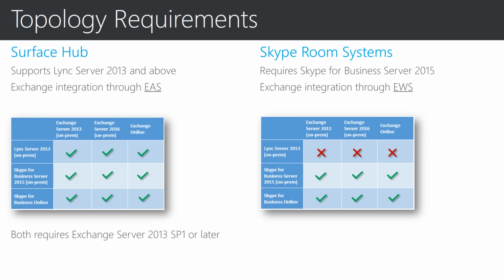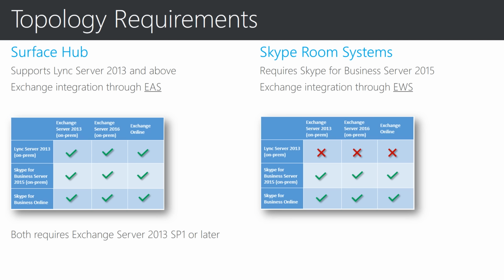In addition to these differences, there's one more important aspect of planning, which is the existing topology of Skype for Business and Exchange deployment. Where can you deploy these two conferencing solutions? The main difference is that Skype Room Systems V2 does not support Lync Server 2013. If you really need to implement a room solution for an on-premises deployment of Lync Server 2013, then you can only use Surface Hub or Skype Room Systems version 1.